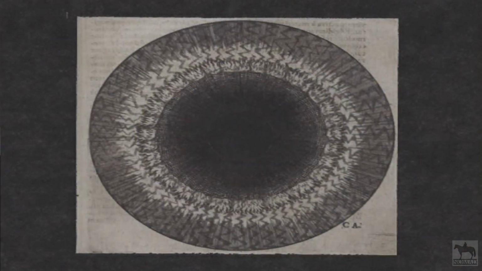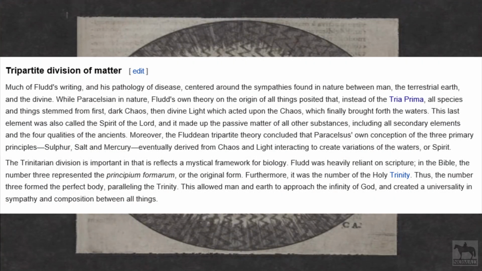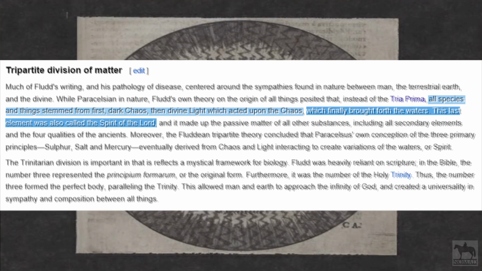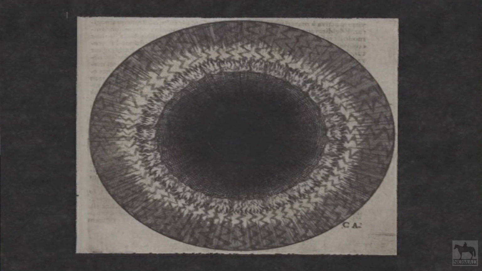Before I describe the fourth image, I must now introduce one of Flood's other theories, the tripartite division of matter. Flood believed that the universe, and by extension the Earth, was created by the light principle acting upon the dark principle. From the intermingling of these two principles came what Flood called the waters, or rather the Spirit of the Lord, which made up the passive matter of all substances in the universe. The following 3 images describe what matter came first from light and dark. Here's a quote from Dante.